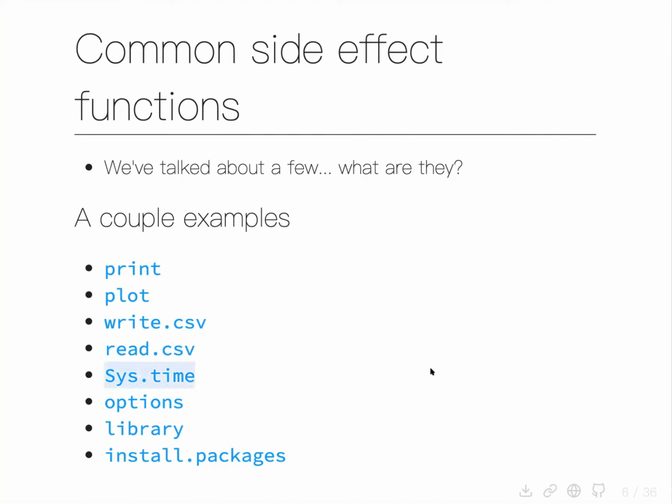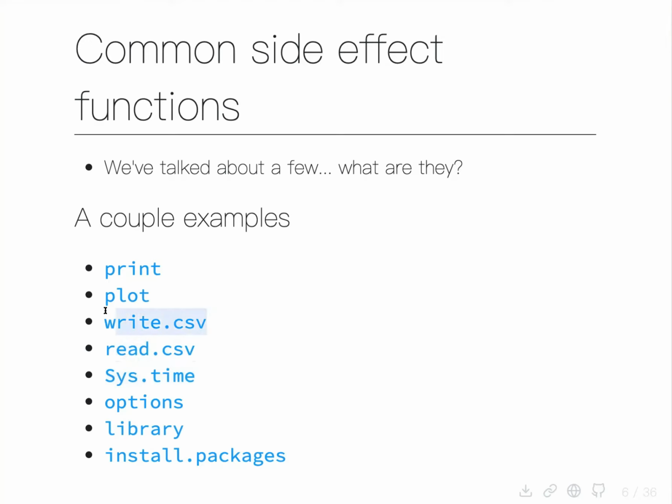Sys.time, this one is a side effect, but it's slightly different than other side effects because when we do sys.time, the output changes every time, right? Because the input is like the global time. So it doesn't depend just on the things that you feed it, right? It's going to give you the system time, which is going to change all the time. Every time you run that function, it will give you a different output. So that function is not pure, okay?